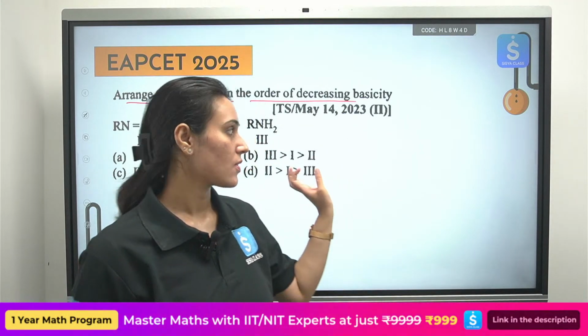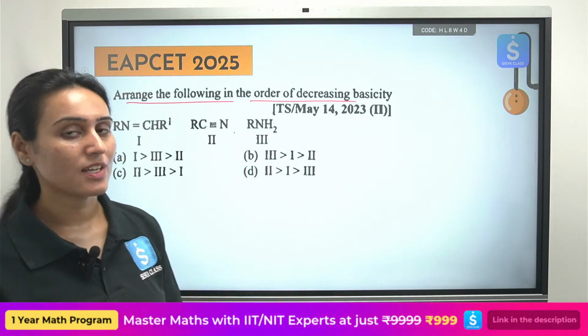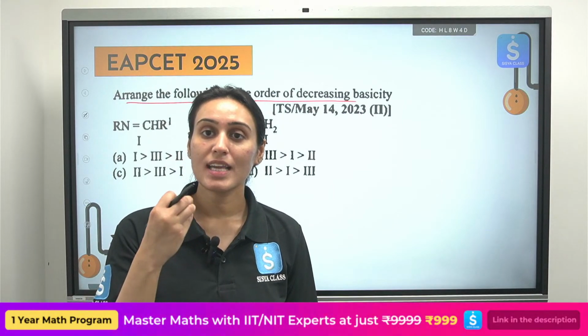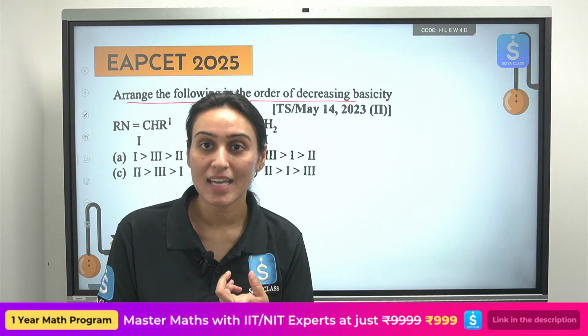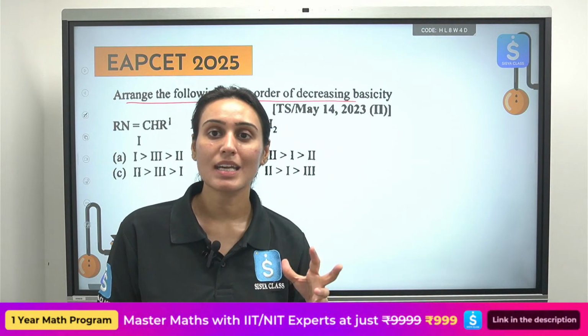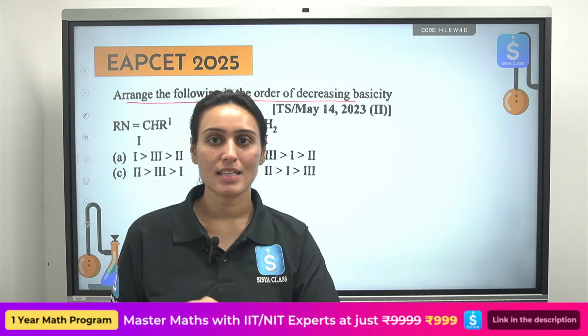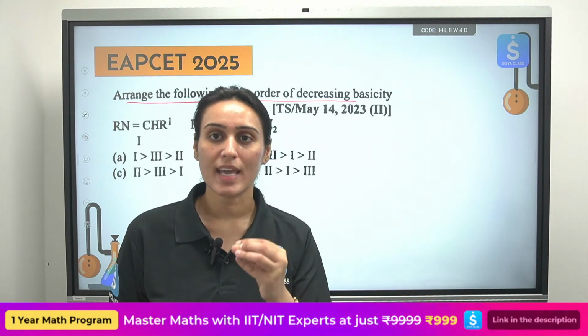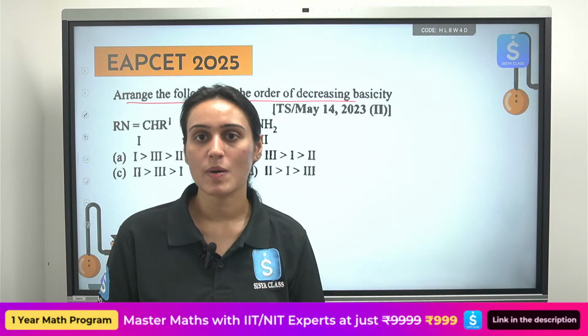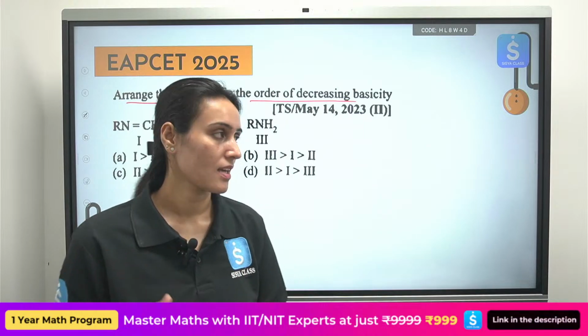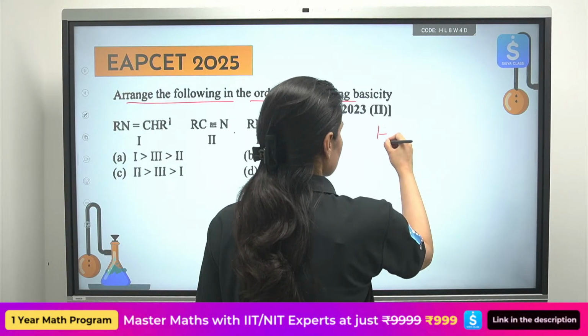So in this scenario, you have different types of amine. Look for the hybridization here. If you have sp3 hybridization, percentage S character is less, electronegativity is less, tendency to donate the lone pair of electrons is more. So please compare it based on hybridization.